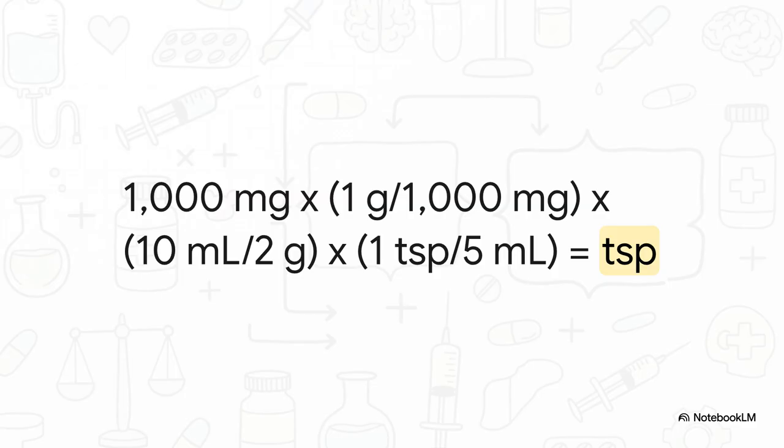Let's play the ultimate unit-canceling matching game. Start with the order, 1,000 milligrams. Multiply that by the metric conversion, 1 gram over 1,000 milligrams. Boom, milligrams cancel out. Next, multiply by the supply, 10 milliliters over 2 grams. Grams cancel out. Finally, multiply by the household conversion, 1 teaspoon over 5 milliliters. Milliliters cancel out. See how everything crosses out perfectly to leave us safely anchored at our goal of teaspoons?